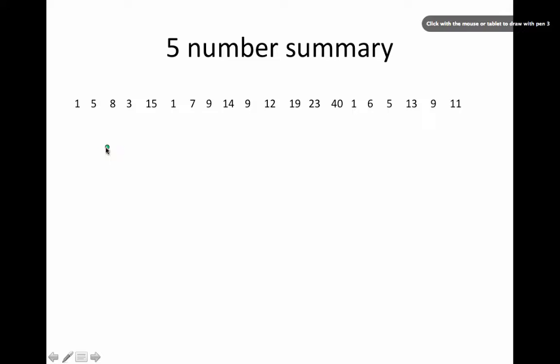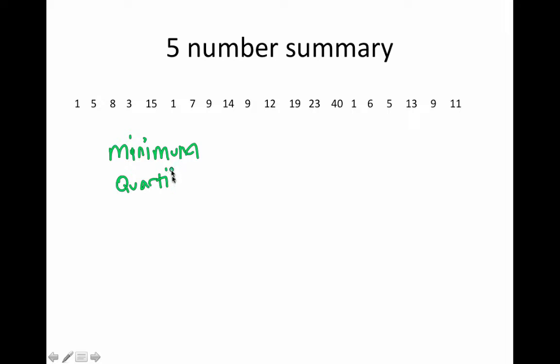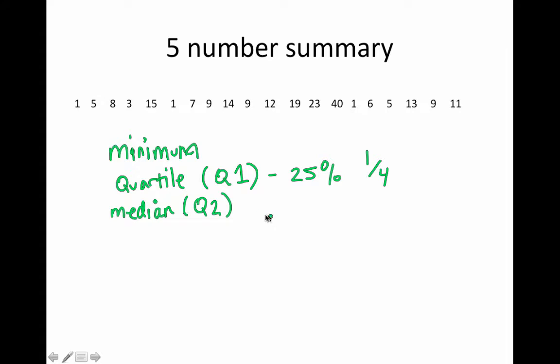And write this down. The 5-number summary gives us the minimum value, and quartile 1, which for short we write Q1, and this is the lower 25%, the number that splits the lower 25% of the data, or we can think of it as like a quarter. Median, which another name for that is actually quartile 2. This should be a 1, quartile 1. Q2, and that splits the data in half.